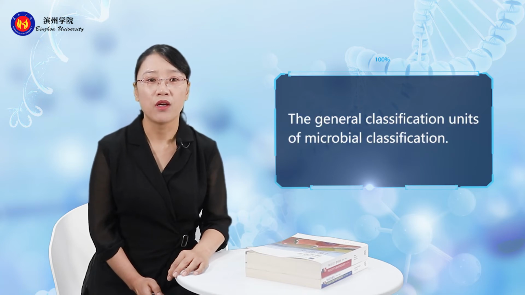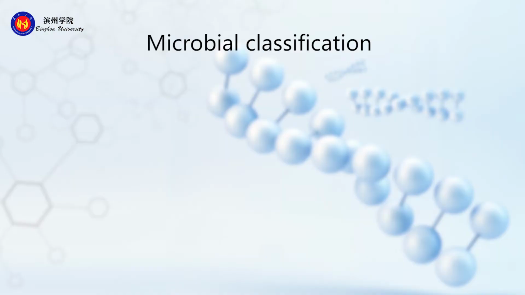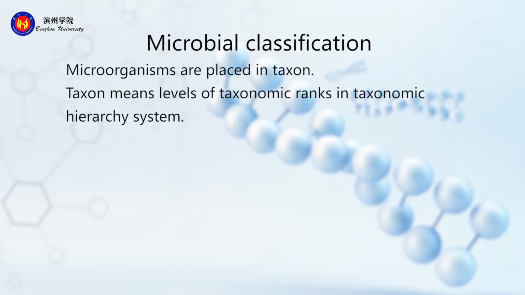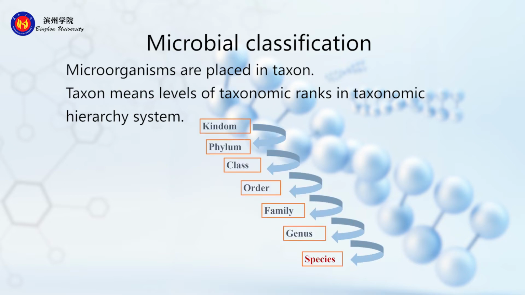First of all, we should understand the general units of microbial classification. Microorganisms are placed in taxa. Taxon means levels of taxonomic rank in the taxonomic hierarchy system. In this system, each organism in descending order is assigned to a kingdom, phylum, class, order, family, genus, and species.